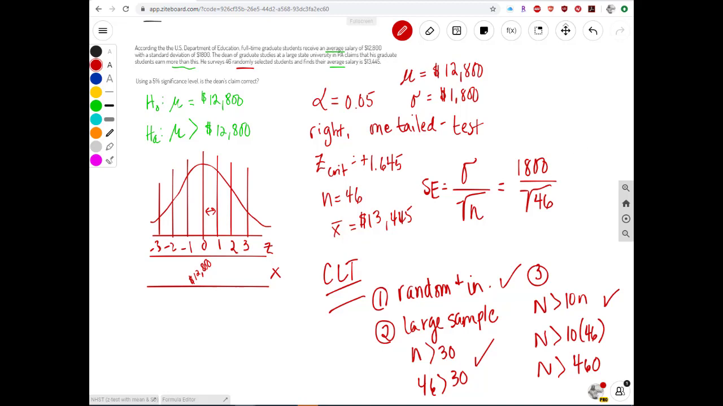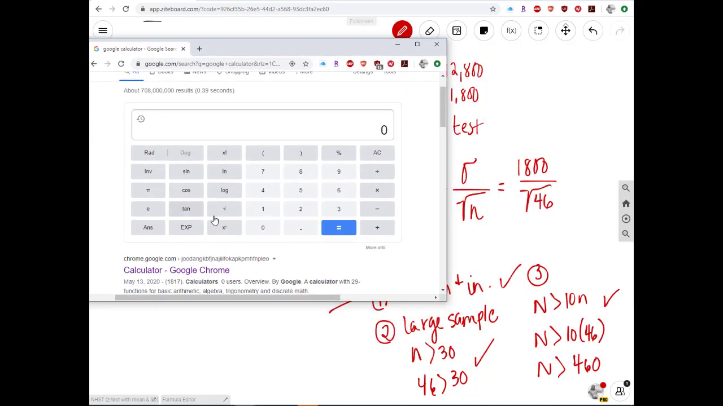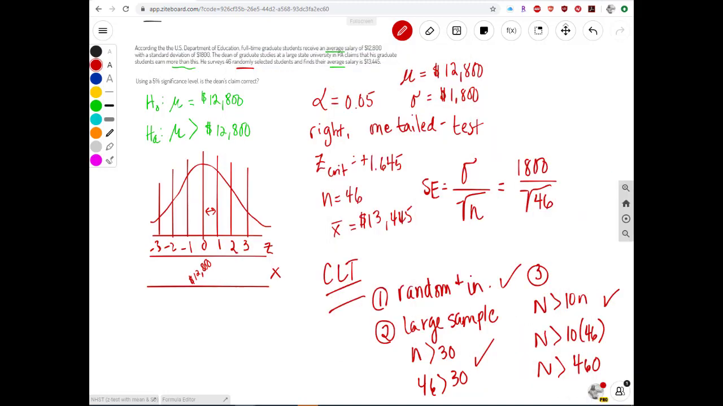And now I can bring my handy dandy Google calculator over. 1,800 divided by the square root of 46 equals 265 and 40 cents. Because this is money, we're going to round to where it has money. So this is $265.40. So this distance is going to be $265.40, this one, etc. So I'm going to just write one of those down.